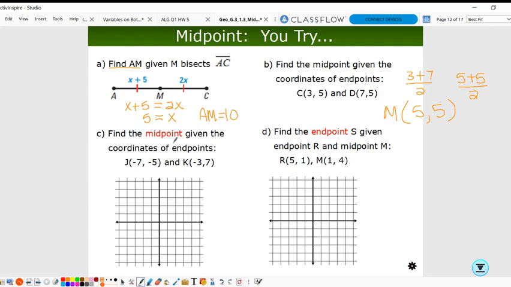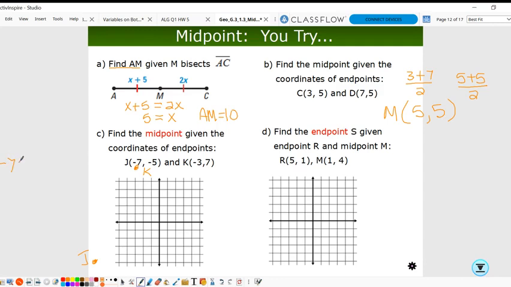Find the midpoint given the coordinates of the endpoints. So I have -7, which is not even on here, and -5, which would be down here. And K, -3, up 7, which is up here. Okay, so it doesn't quite fit on my graph, so it's going to make it hard to find the slope. So I'm going to do my algebra again.